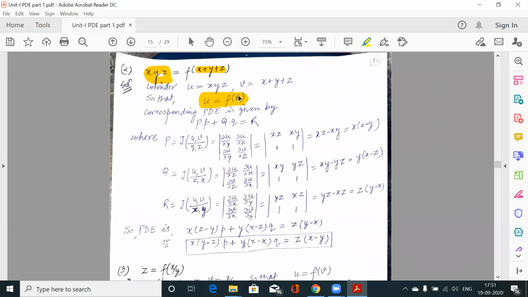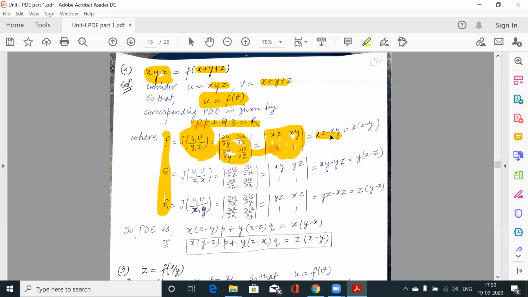We know that this type of question has the answer capital P small p plus capital Q small q is equal to R, where capital P, capital Q, capital R are the Jacobians. So we need to calculate the Jacobian. You should remember the definition of Jacobian. Jacobian of u, v with respect to y, z is equal to this. We know u and v, so just differentiating u and v, we get this determinant, and solving this determinant, we get this.